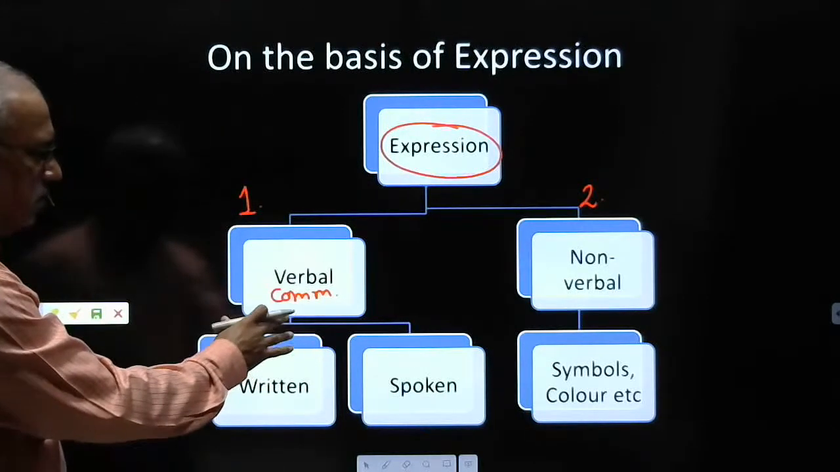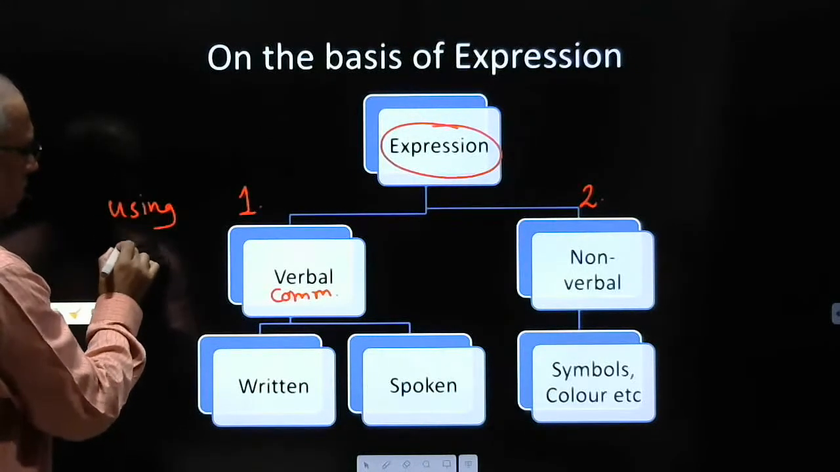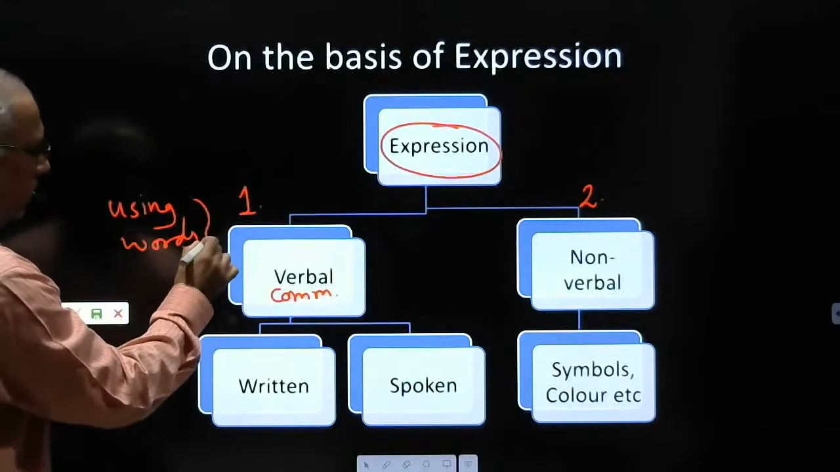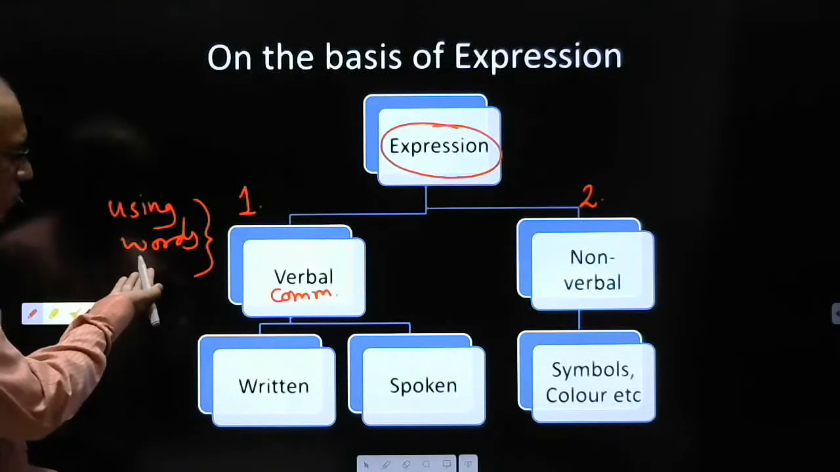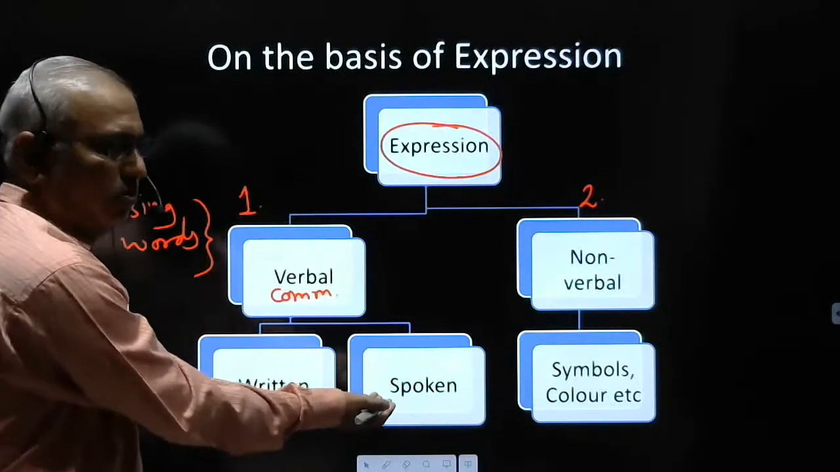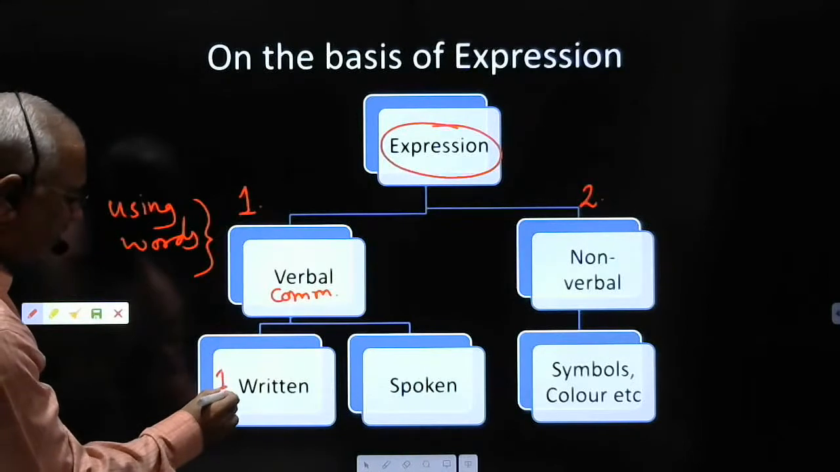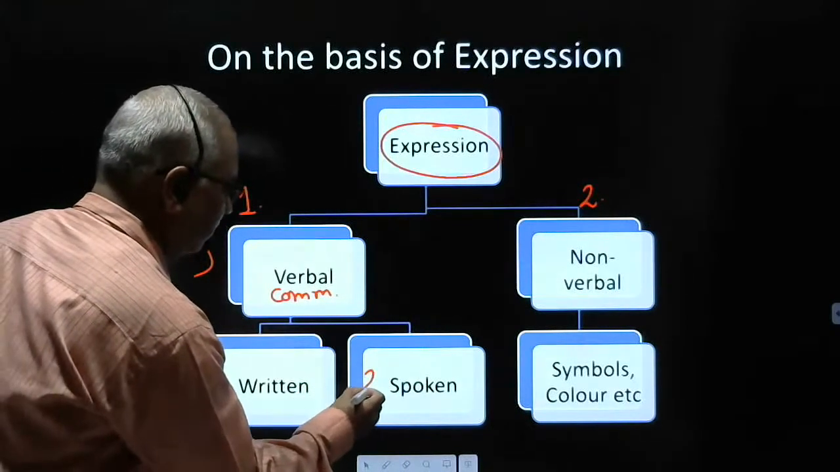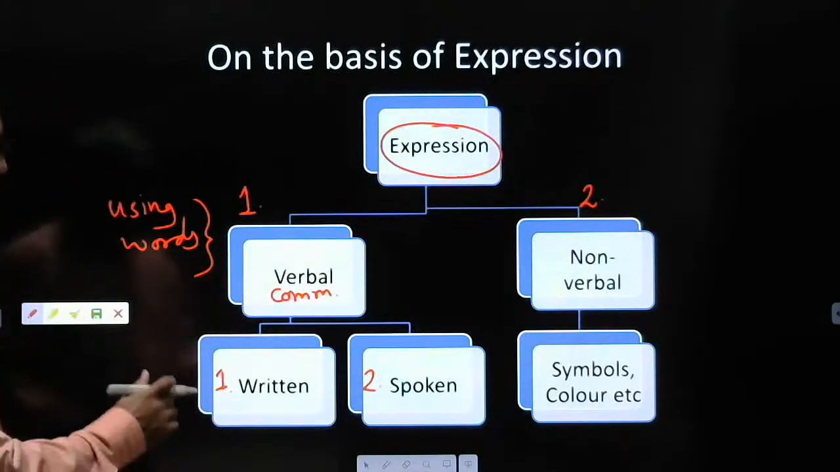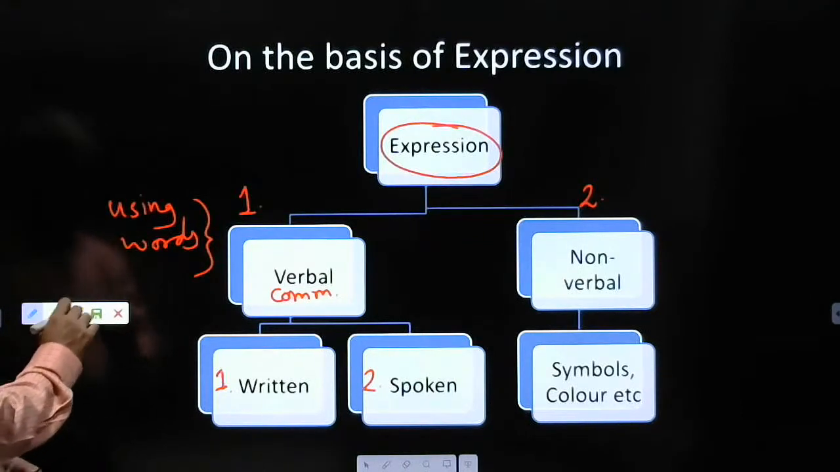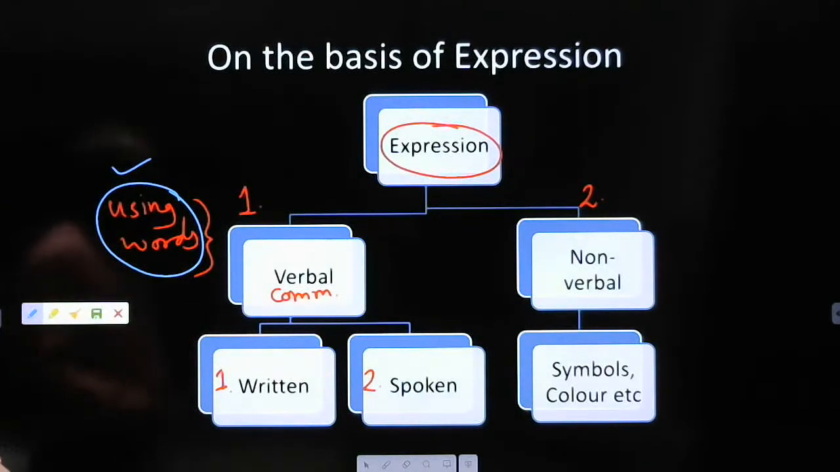Verbal communication means using words. Any communication done with the help of words is called verbal communication. And you know that those words could be written as well as spoken. Therefore, verbal communication is further divided into two types: the first one is written communication and the second one is spoken communication. You remember well, in both these communications you have to use words. Words are very important here, therefore it is called verbal communication.